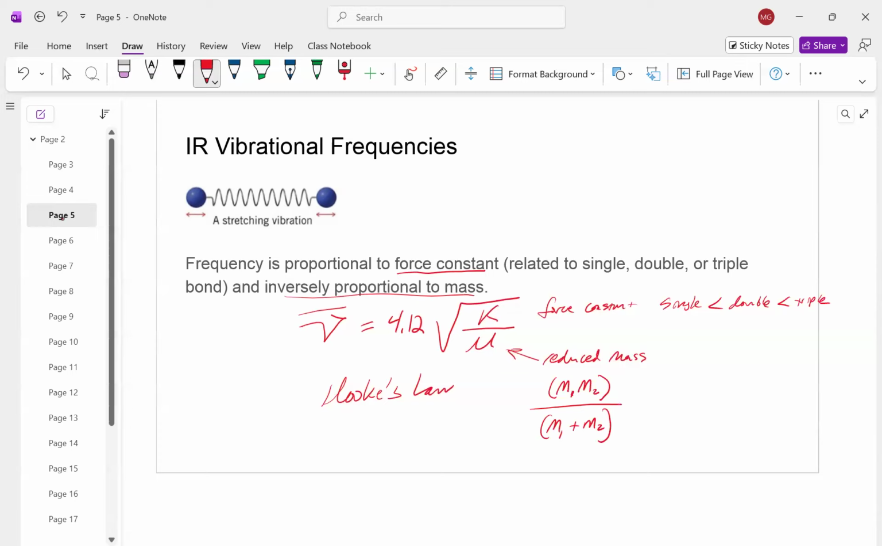But the key thing to remember is that the bigger this value of mu, so the bigger the mass is, the slower that quote unquote spring will vibrate. And so again, the key thing that I want you to get here is that the frequency, that number, is going to be higher depending on the type of bond, and it will be inversely proportional to mass. So that means the bigger things are going to vibrate slower than the smaller things.